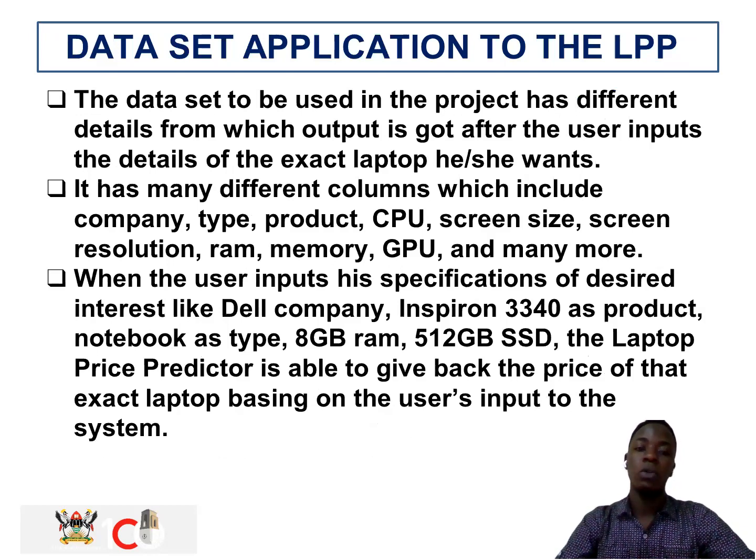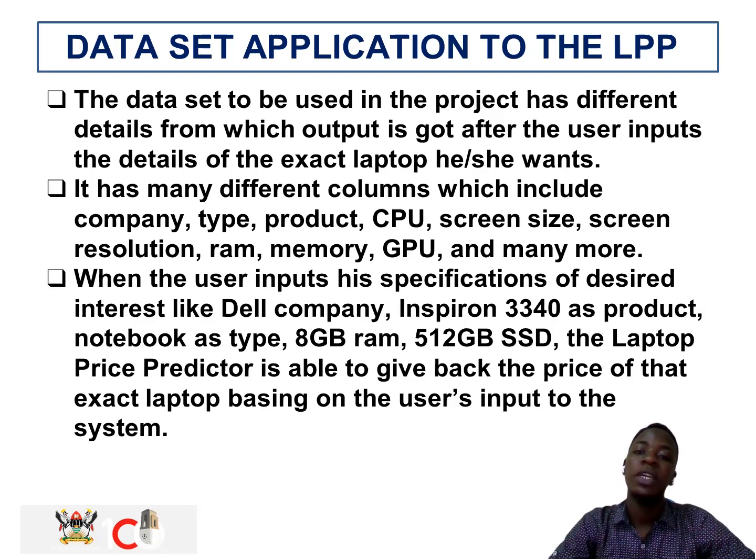The dataset that I used for the laptop price predictor has defined details from which output is got after the user inputs the details of the exact laptop he or she wants. The dataset used has many different columns, which include the company, the type, the product, the CPU, the screen size of the laptop, the screen resolution, the RAM, the memory, the GPU, and many more. All these are necessary for the user of the system to specify before he or she gets to know the exact price of the laptop.